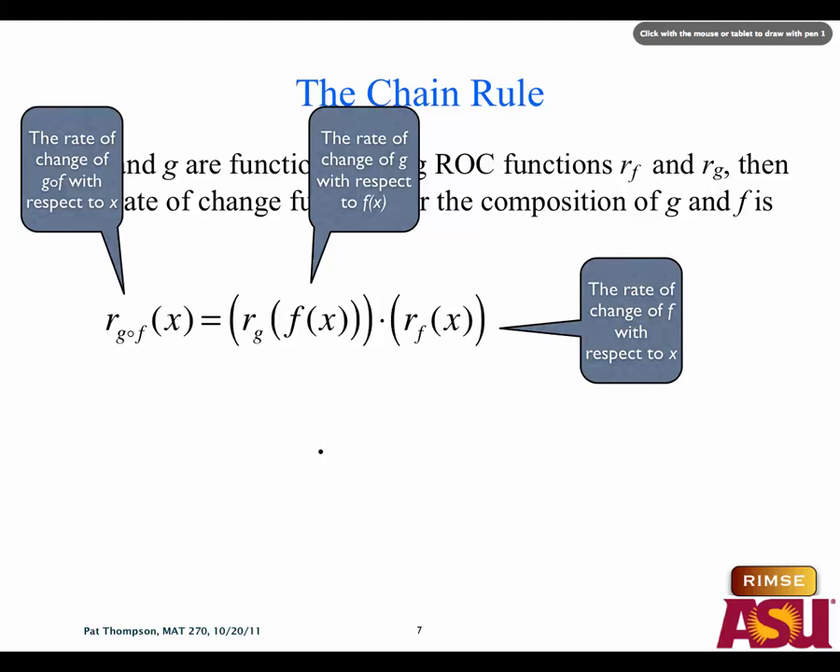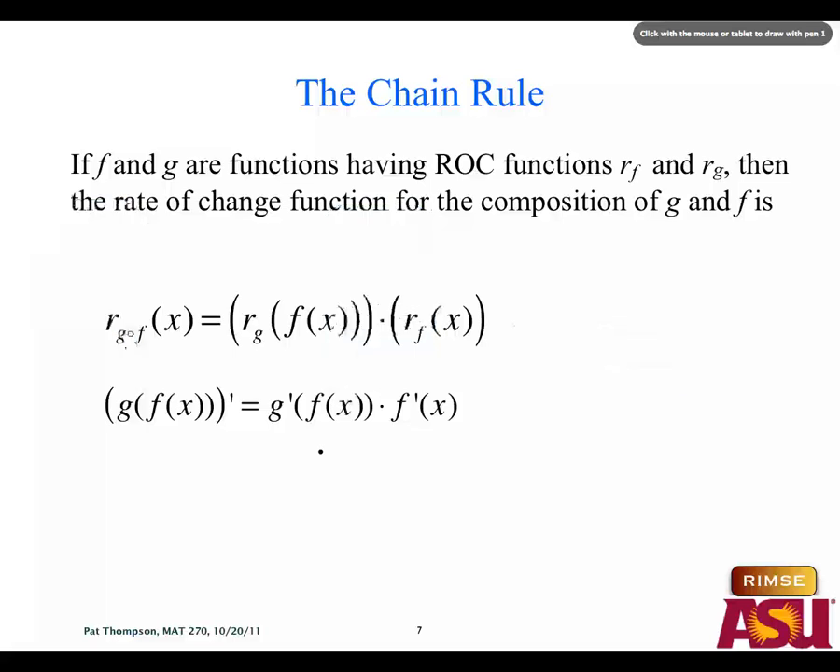We can also use the prime notation. Okay? It's the same with the prime notation, same thing. So this is saying the rate of change of g of f of x is the rate of change of g with respect to f times the rate of change of f. And that last screen was where this comes from.